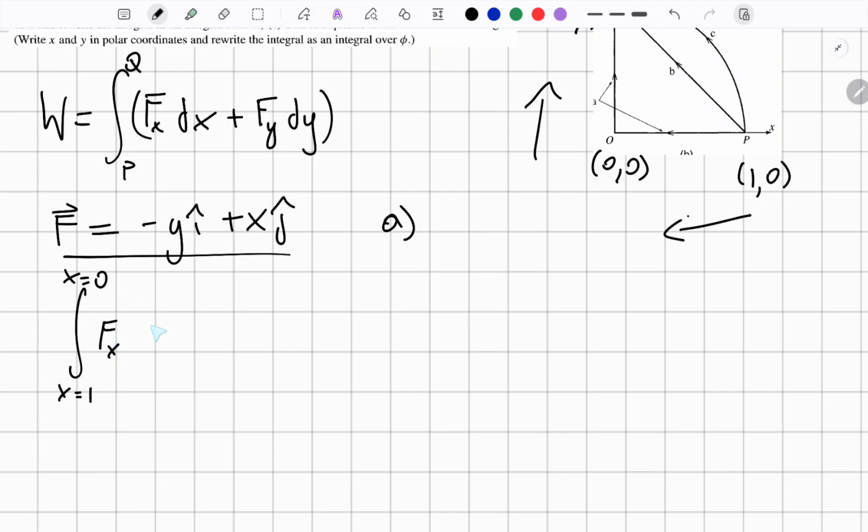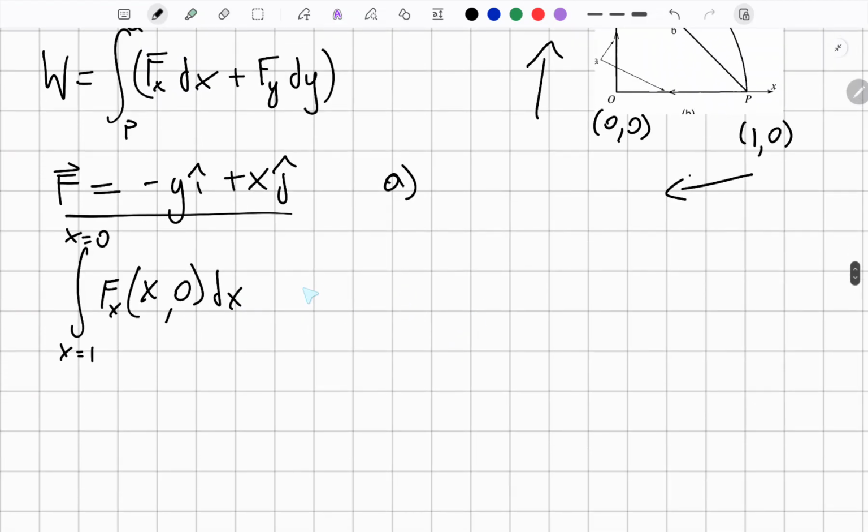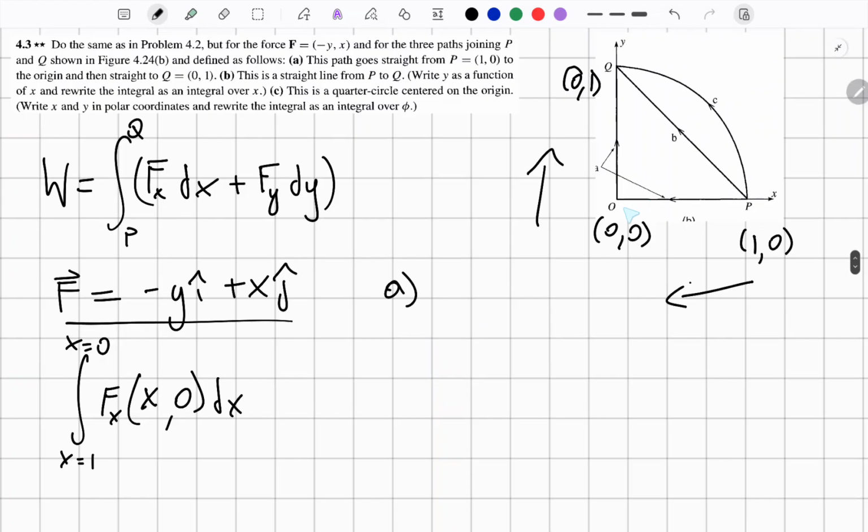So we're going to have our f of x, substituting in a constant y value. Our y value is going to be a constant of 0, and our x, and that's traveling dx. And then after that, we're going to go from the origin up to point Q. We're going to have a constant x value of 0. We're only going to traverse in the y direction, from y equals 0 to y equals 1. And that's going to be f of y with a constant x of 0, and our y value, dy.